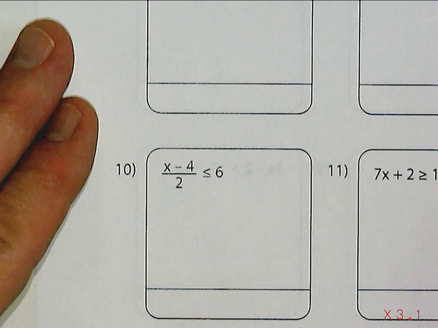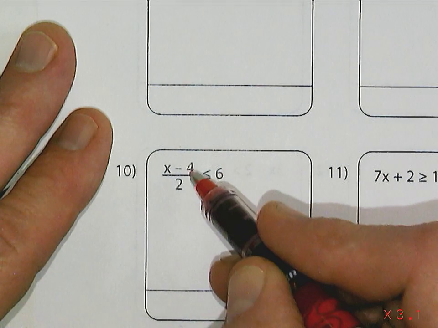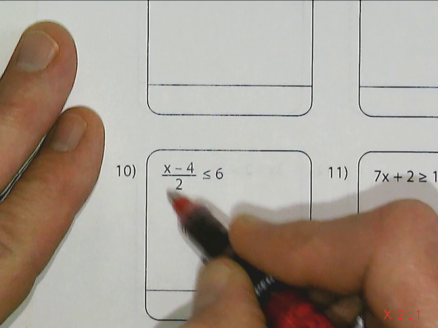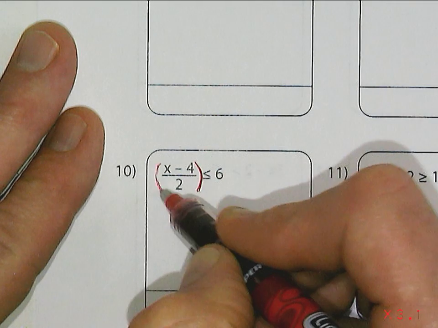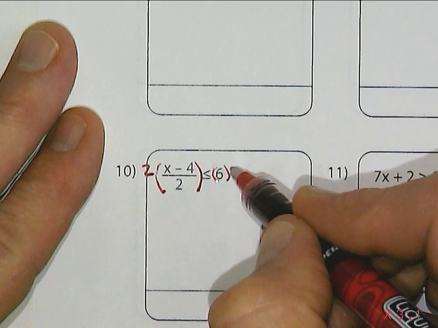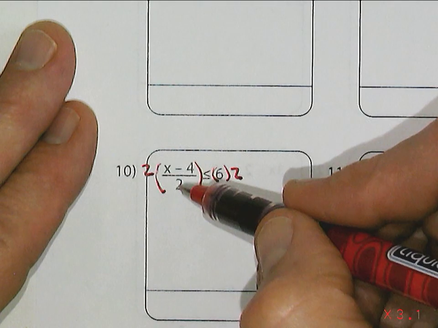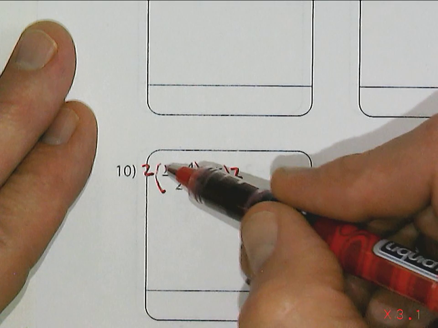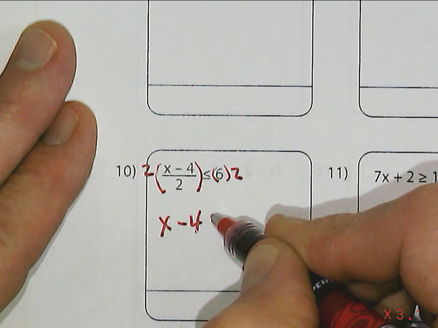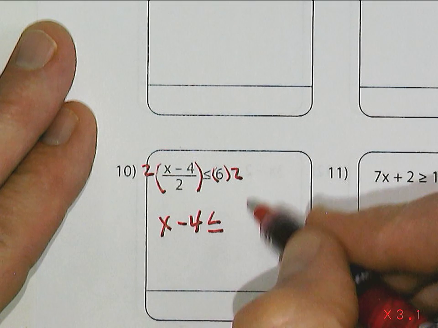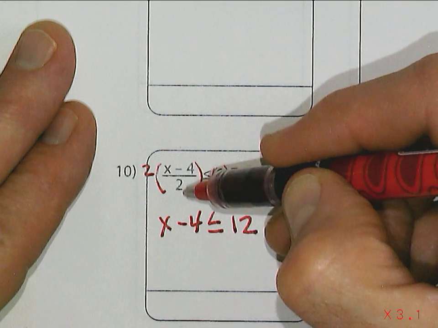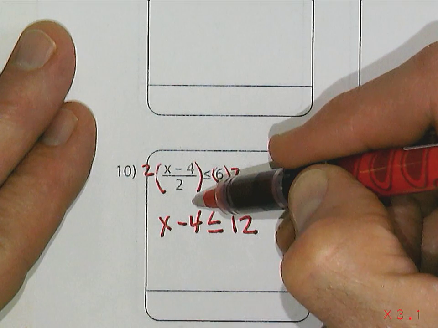We have again a fraction. x minus 4 divided by 2 is less than or equal to 6. I want that 2 to go away. The only way to make it go away is to multiply both sides by 2, because then 2 divided by 2 is 1. So now I have x minus 4 is less than or equal to 6 times 2, which is 12. So the 2 went away by multiplying both sides by 2.